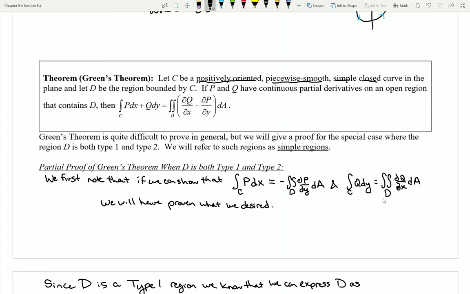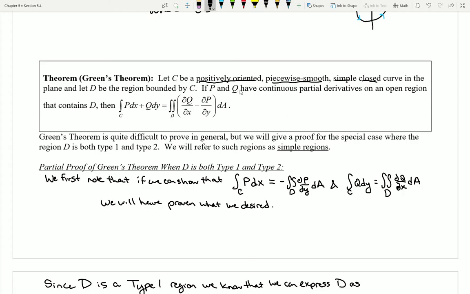In the last video, we took a look at how we could justify Green's theorem through a partial proof. And in this video, we're going to take a look at some notation surrounding Green's theorem, as well as how we can actually apply this to a specific example, in example number 2.